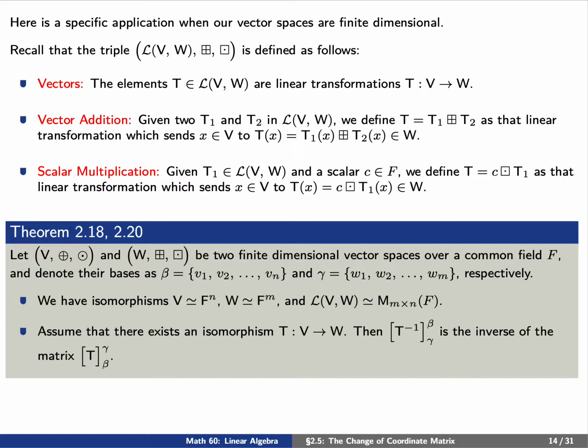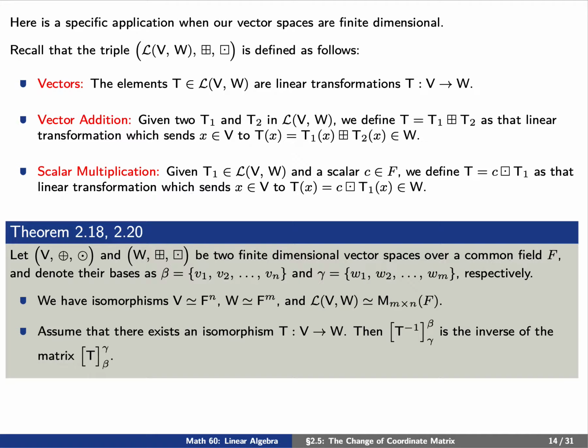Say that V and W are finite dimensional vector spaces, and let's denote beta as a basis for V and gamma as a basis for W. Then V is isomorphic to the n-dimensional vector space F^n. W is isomorphic to the m-dimensional vector space F^m. And our collection L(V,W), which we saw as a vector space, is isomorphic to the collection of m by n matrices. Next, say that there is an isomorphism T going from V to W.